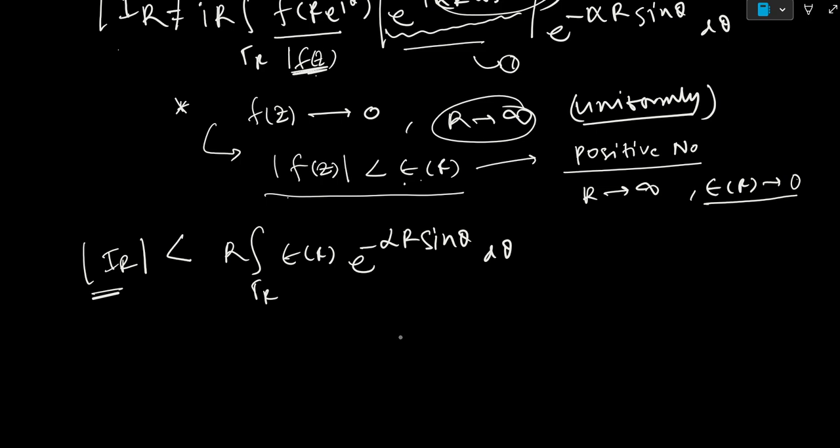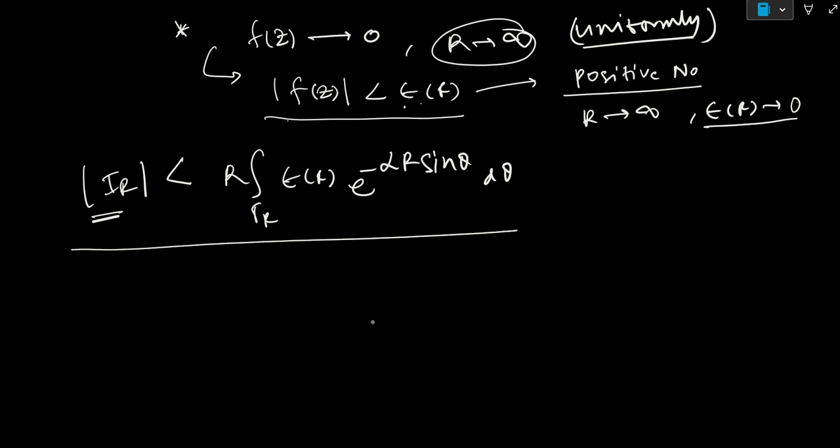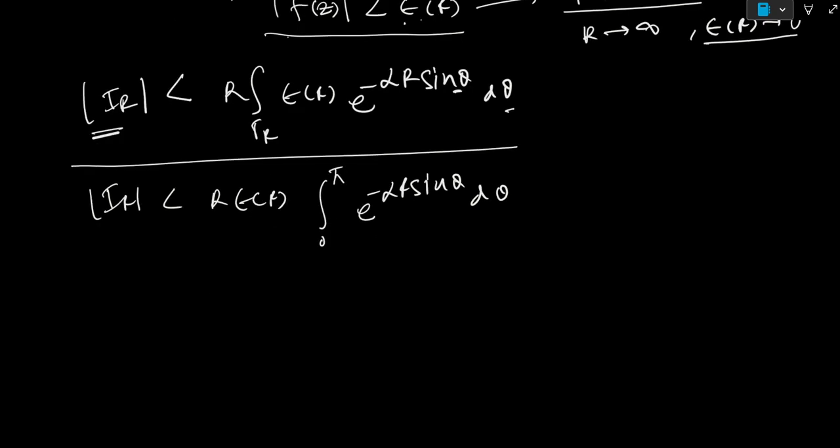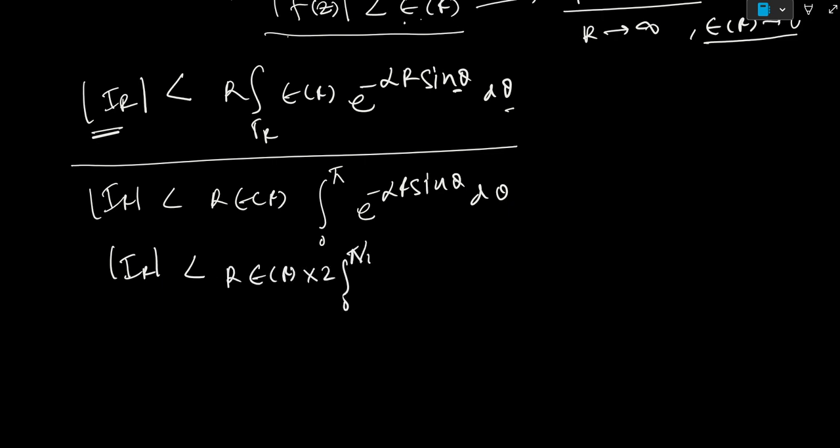Now there is another trick, that sin θ. Now before that, your I_R is less than R ε(R). You can put this out, and as this integration is only upon θ, you can put 0 to π, because the integration in the θ domain is 0 to π, of e^{-α R sin θ} dθ. Then you can write down I_R is less than R times ε(R), and 2 times the integral from 0 to π/2 of e^{-R sin θ} dθ.